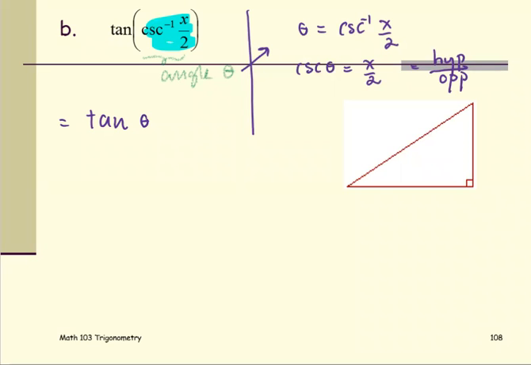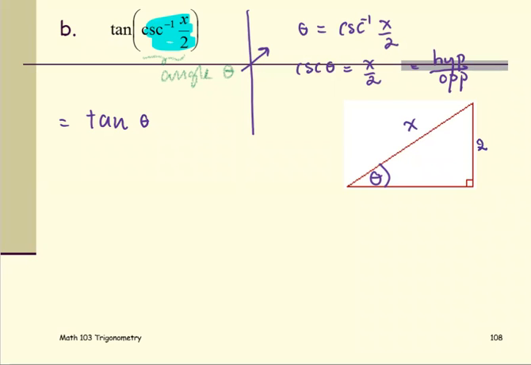With this relationship, we complete the right triangle diagram and locate an angle theta. So the cosecant of theta is x over 2, as a hypotenuse over the opposite. The hypotenuse is x, the opposite is 2.